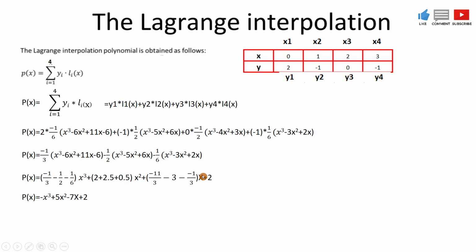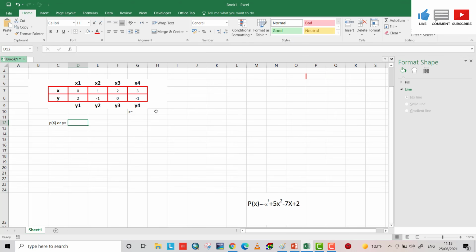Let us examine this solution in Excel. We get the same result. Here are the points, and here is the polynomial function y. Let us write the formula for the function we found. We put this cell as x. We put minus x to the power 3 plus 5 multiplied by x to the power 2 minus 7 multiplied by x plus 2. That is the polynomial function which we found.